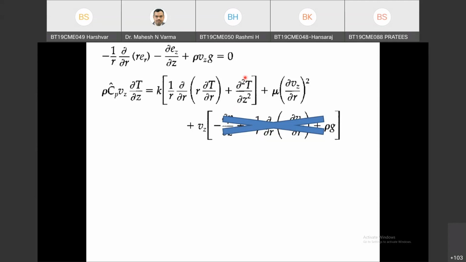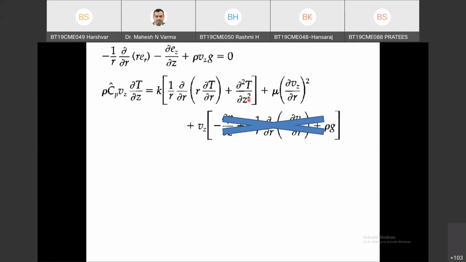Sir, there will be constant heat flux throughout the length, so the temperature gradient will remain the same. The del squared T by del Z squared term is neglected. We had a linear profile for temperature versus Z in the start, so the derivatives will be 0. Just now we are discussing.